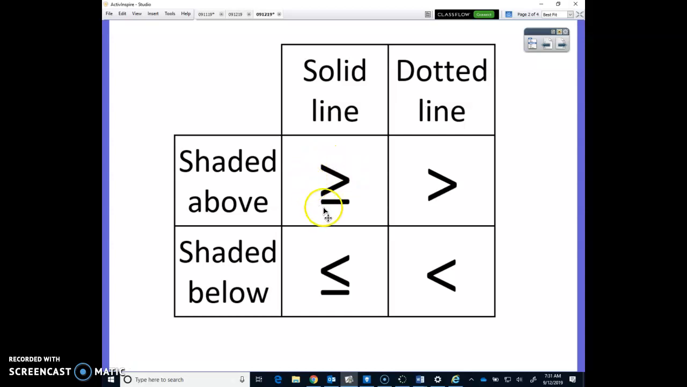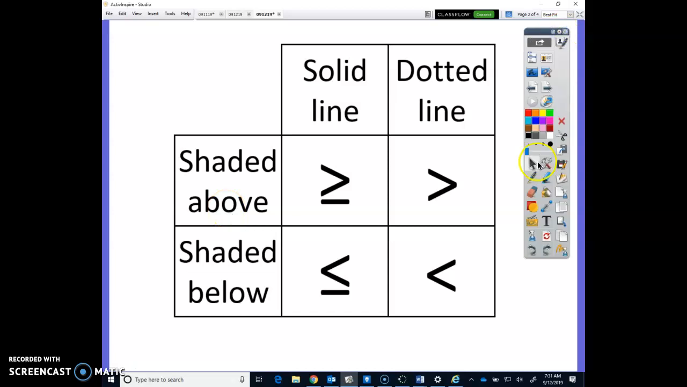So this symbol right here is called greater than or equal to. Equal to means that you're going to have a solid line. And because it's greater than, all the numbers greater than are shaded above the line. And you can put an arrow. Above is up. Okay, above is up. You're shading above. Solid line looks like this.